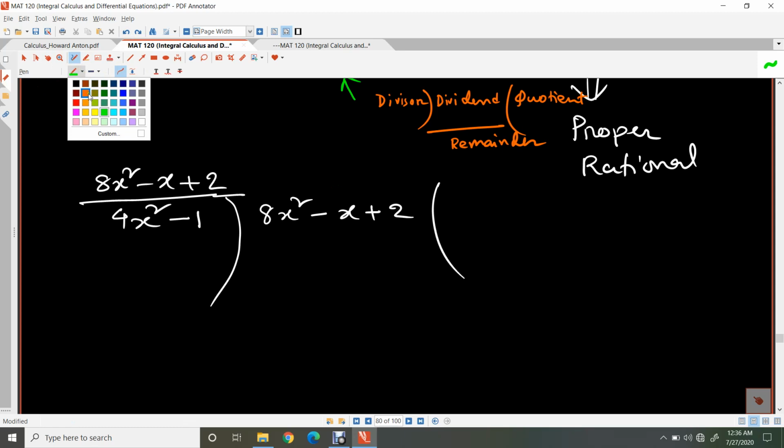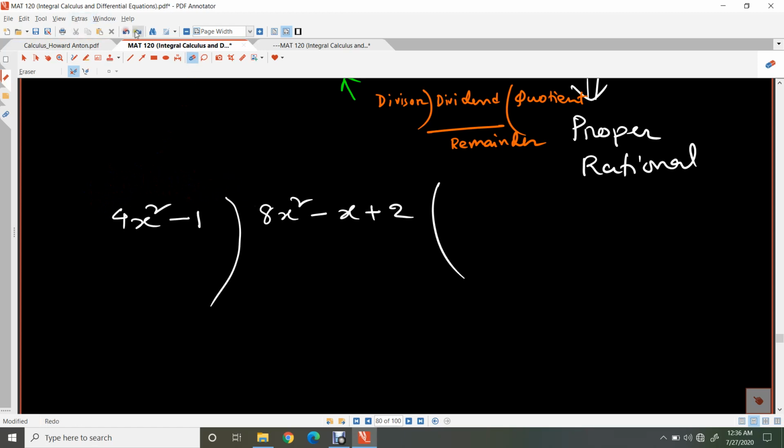At first, just for your betterment, I am removing this part. Now you can easily understand that we are dividing this function by this one. First of all, to perform this division, we have to focus on the leading term of the dividend and the leading term of the divisor. Leading term means the term with the highest power of x. Here x squared is the highest power, and here x squared is the highest power. So that's why I am saying this one is the leading term, and similarly, this one is also the leading term.